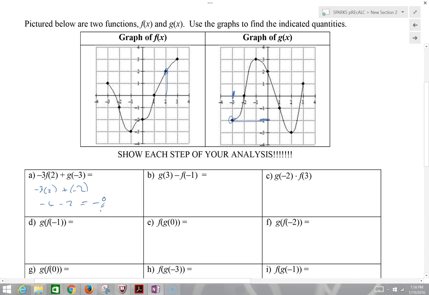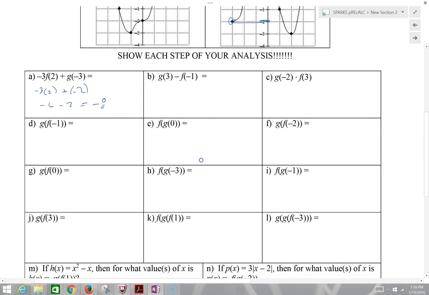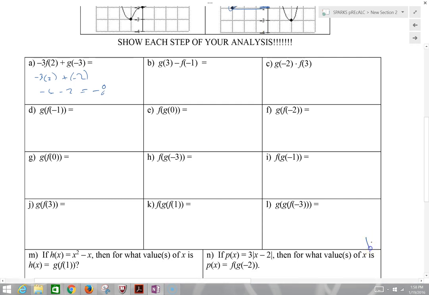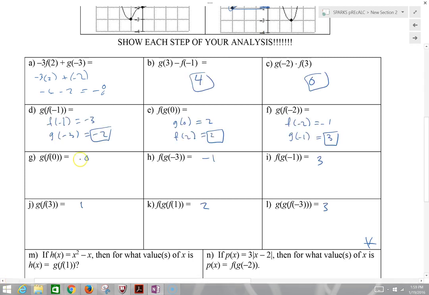So you can check your answers, but you should pause it right now and do these problems. I'm going to do all the way through L. When you pause it, I'll give you the answer all the way through L, and then come back and we'll look at M and N. Here you go. Here are the answers. I'll put a box around them. And then let's take a look at M.